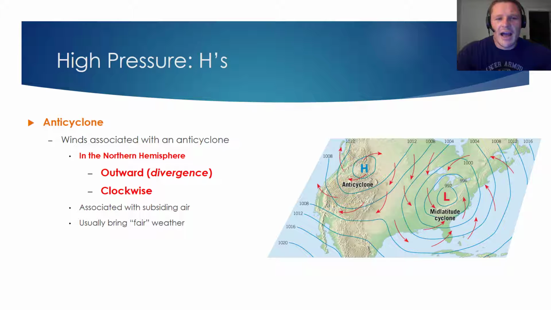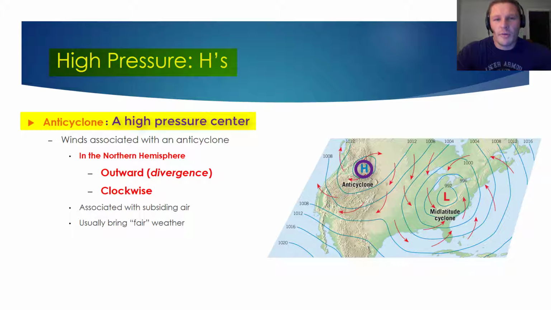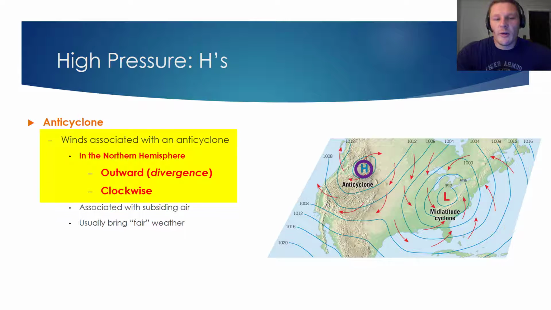Now let's shift our attention to high pressure centers, or Hs. We call high pressure centers anticyclones. So hopefully that's pretty easy to remember. Low pressure centers are cyclones, high pressure centers anticyclones. Now the winds associated with an anticyclone in the northern hemisphere will be outward from the high pressure center. Another very important thing to note about anticyclones is that the winds will move in the clockwise direction as they work their way out away from the high pressure center.